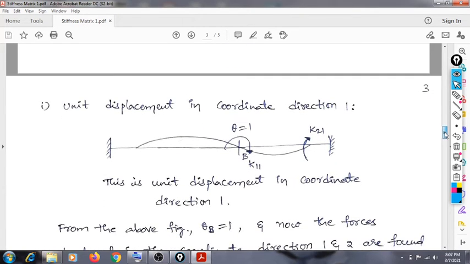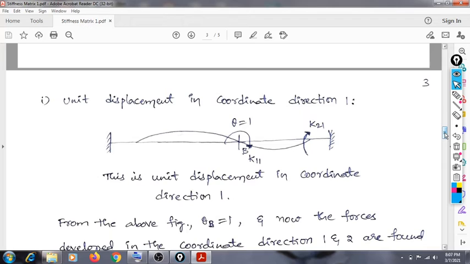First, in the previous problem we had a unit force, but here we have to have a unit displacement in the coordinate direction 1. We have two coordinates as we know, so we are providing a unit displacement, that means theta is provided as 1. There the forces were provided, that is moments, as we did in the previous problem. Here we are providing theta. This is the unit displacement in coordinate direction 1.